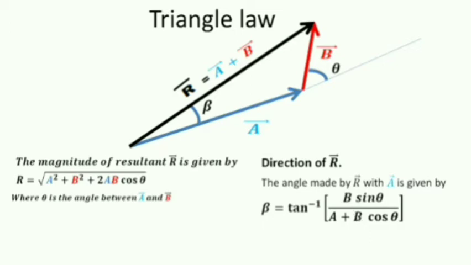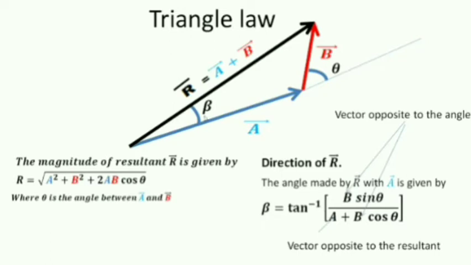There is a way to remember this formula for the angle. In the denominator we'll write the vector which is opposite to the angle. Here you can see B is opposite to this angle, so we'll write B. If A is there, then we'll write A. At this point we'll write the vector which is opposite to the resultant. You can see opposite the resultant we have vector A, so I'm writing A here. This is how we remember the formula for the angle.